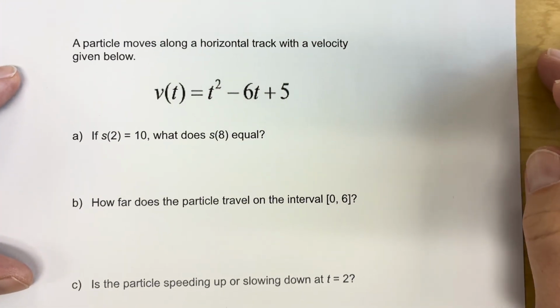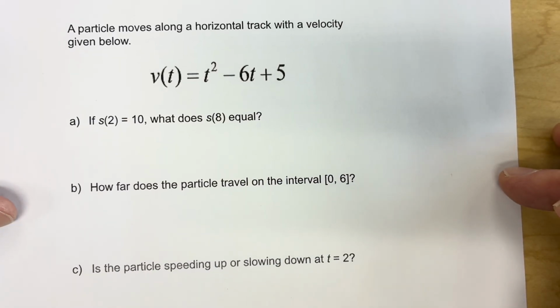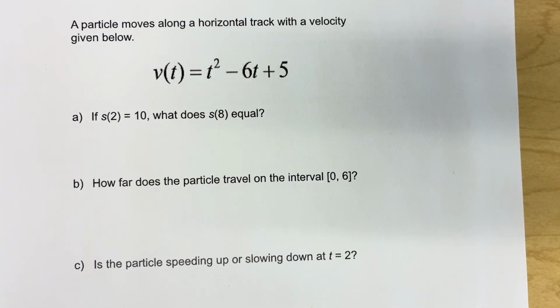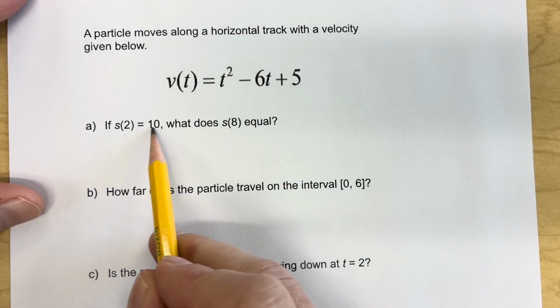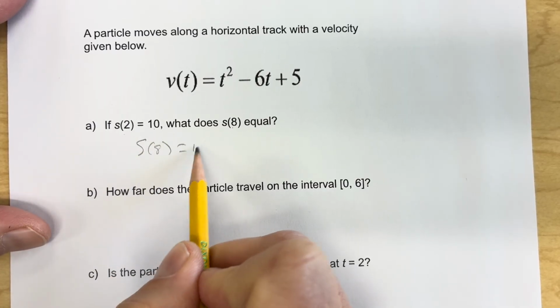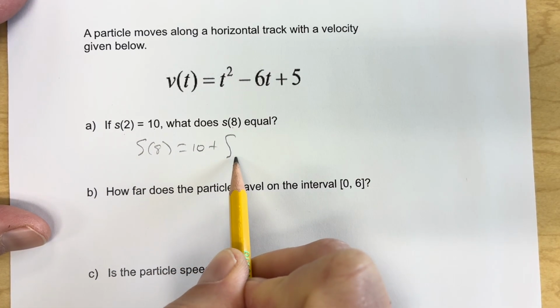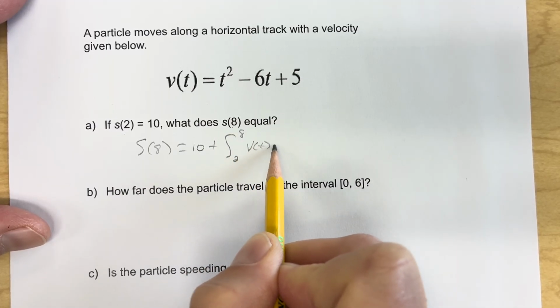All right, so we'll do something similar here. Read that one and see if you can answer these 3 questions. I'll give you a moment. Okay, so this is our velocity. It says if our position at 2 seconds was 10, what's the position at 8? The position at 8 would be our initial position, which was 10, plus the change in that position from that time to the time that we're looking for of our velocity, okay?